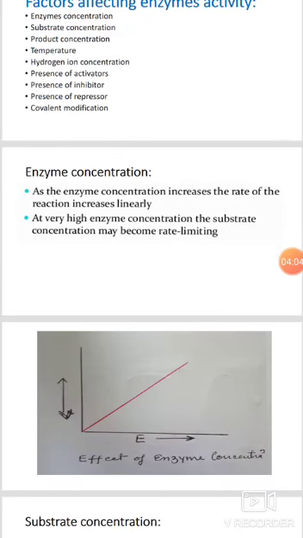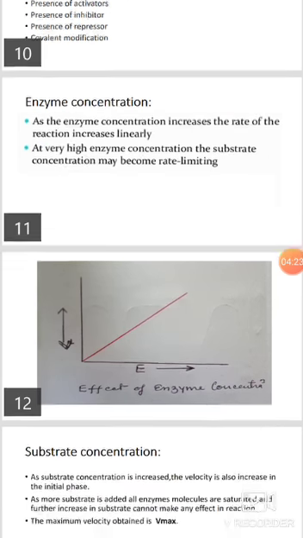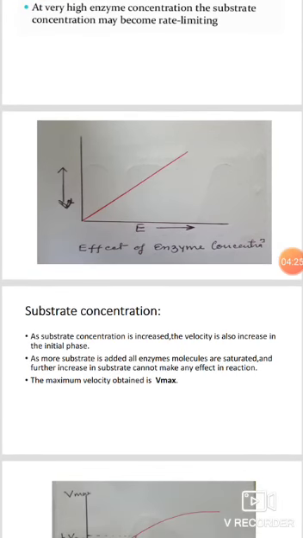Number 1, enzyme concentration. How does the concentration of enzyme affect enzyme action? As the enzyme concentration increases, the rate of reaction increases linearly. At very high enzyme concentration, the substrate concentration may become rate limiting, as shown in the graph.